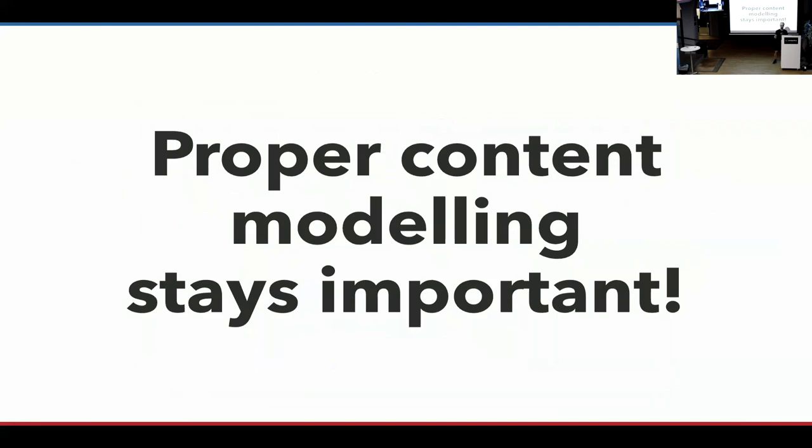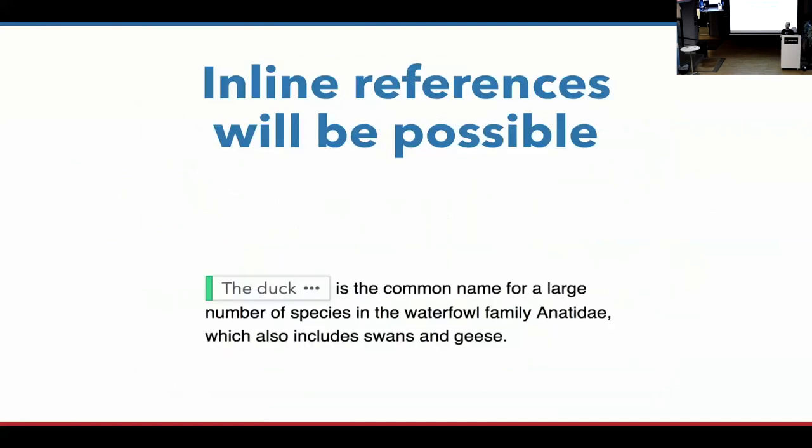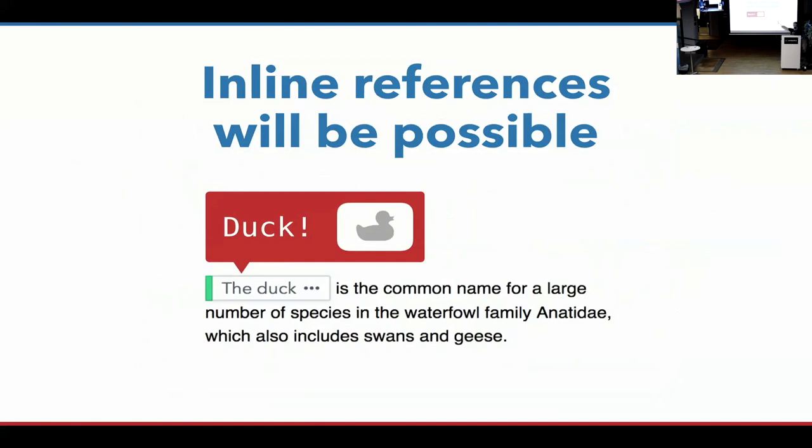So the final question is then, so what about the hover duck? Will that work in Contentful? It will be finished in this sprint, but it was not done today. So we will have inline references, which means that this will be possible inline to link to things. And then it's just up to you how you render this. I then have in my React app access to this thing, which brings a lot of new possibilities. This was not possible before. And I read Wikipedia, did you know that the duck, the species duck includes swans and geese?